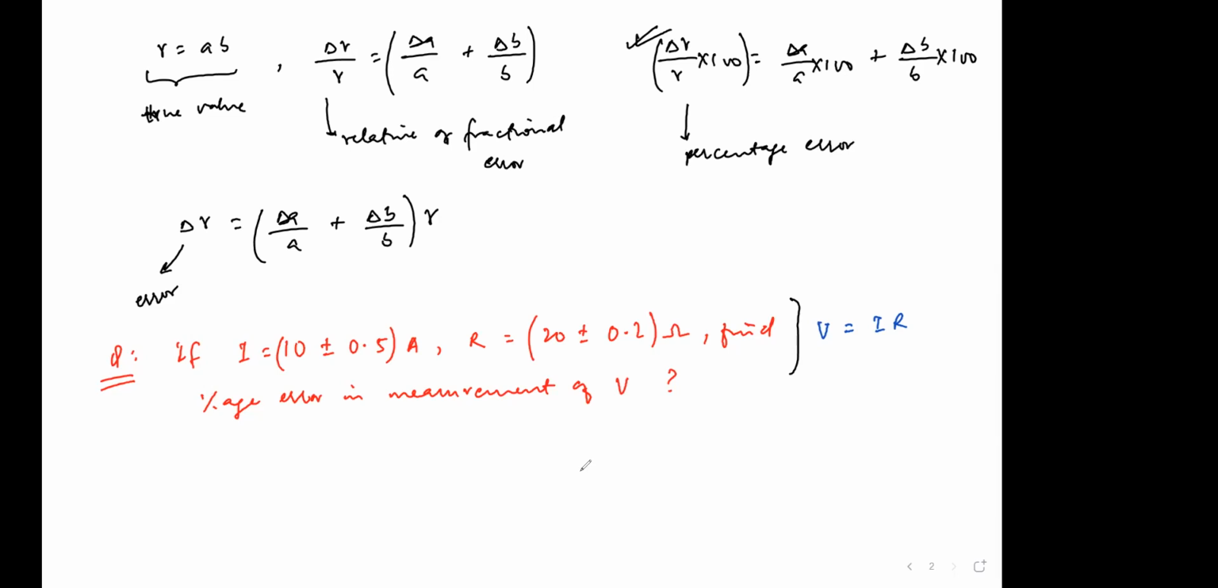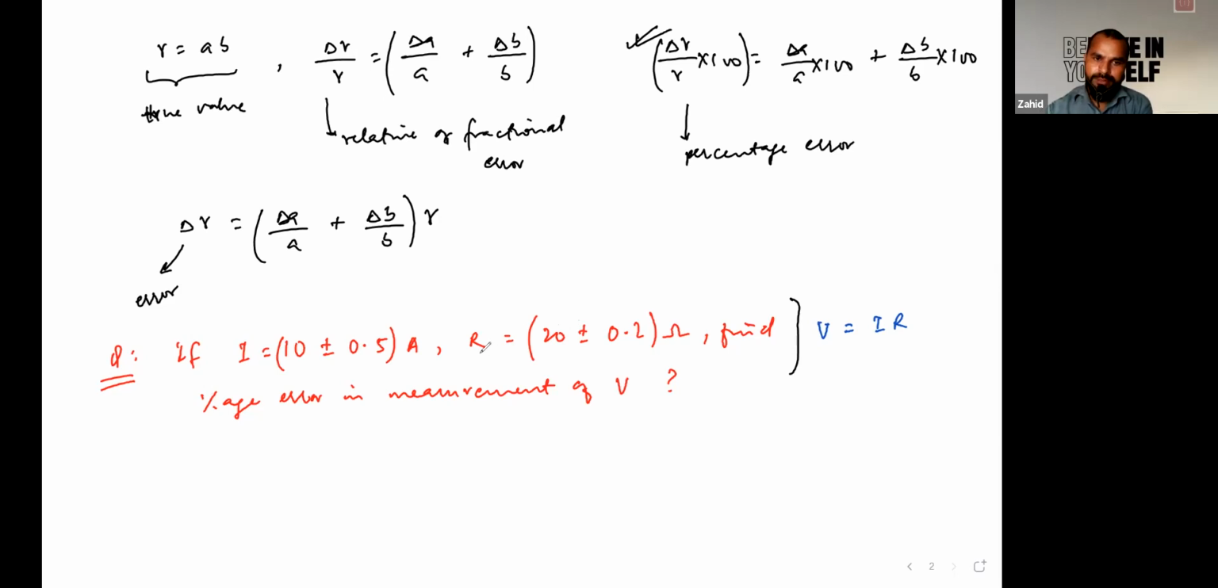Sir, which of them should we take as delta A? I mean, which one should be? Any expression, suppose R is written as these two parts. So the first part is taken as their true value and the second part is taken as their error. So the delta part is the error part. Okay, sir.